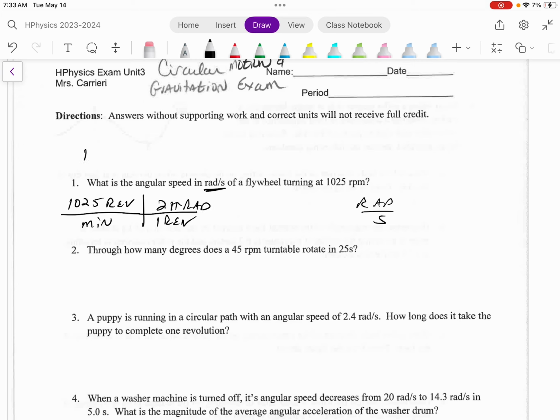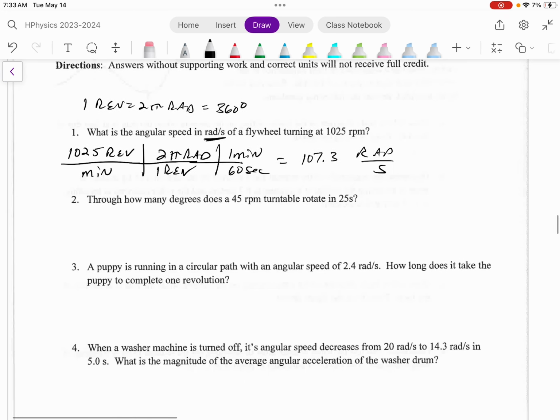So we have 1 rev equals 2 pi radians, which also equals 360 degrees. So there's my conversion factors. And then I also know that 1 minute equals 60 seconds. And now all my units cancel except for radians per second. And I should get 107.3. And that's the answer to the first one.